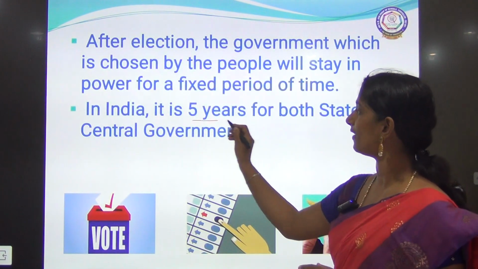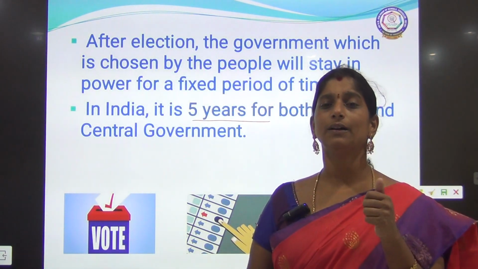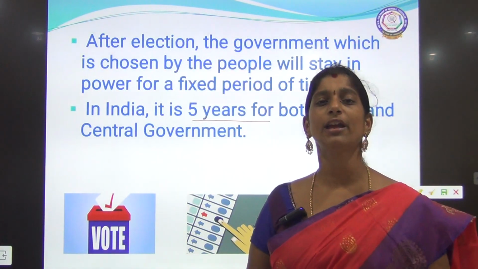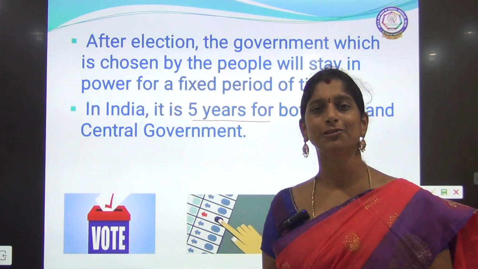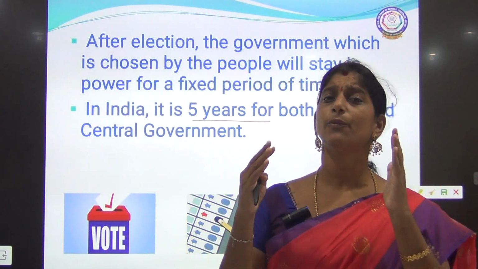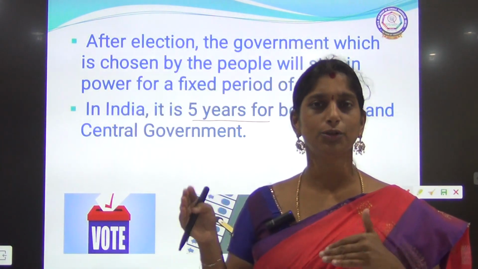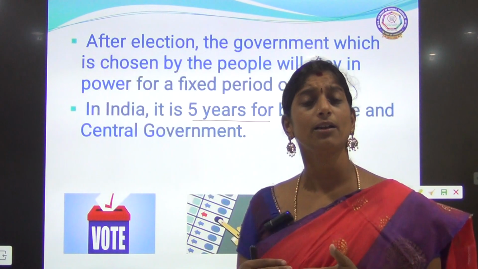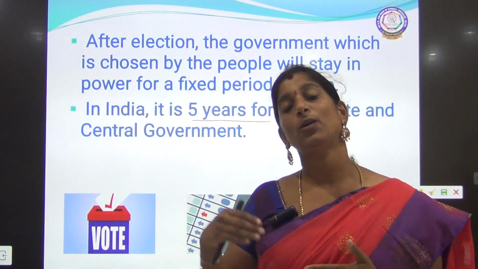So in India, it is 5 years. For both state government and central government, the election comes once in every 5 years, okay. It depends on country to country, it varies also. The fixed period of time is given for a particular government to perform. If they perform well, if they do many good things, many welfare measures for the people, then they will continue.